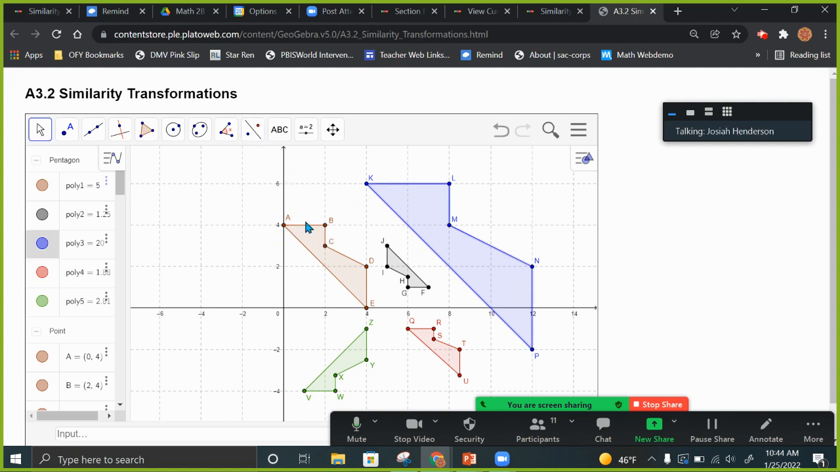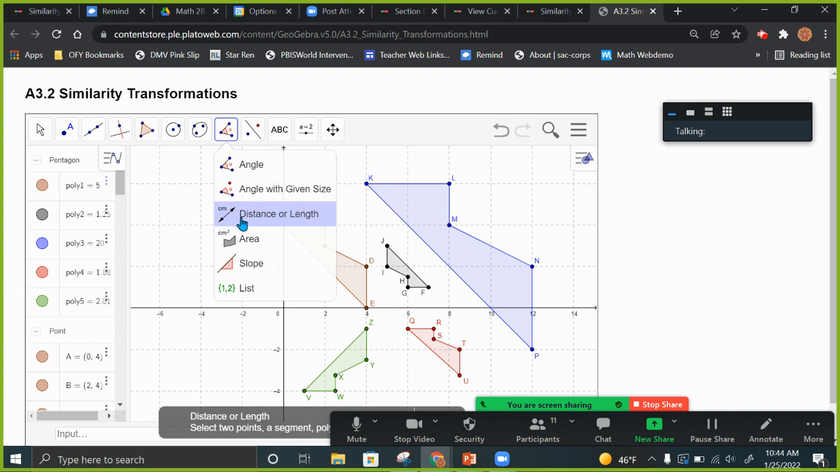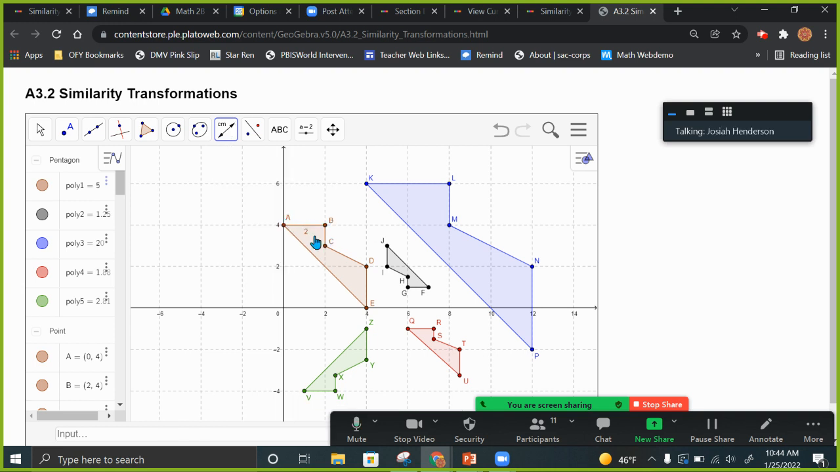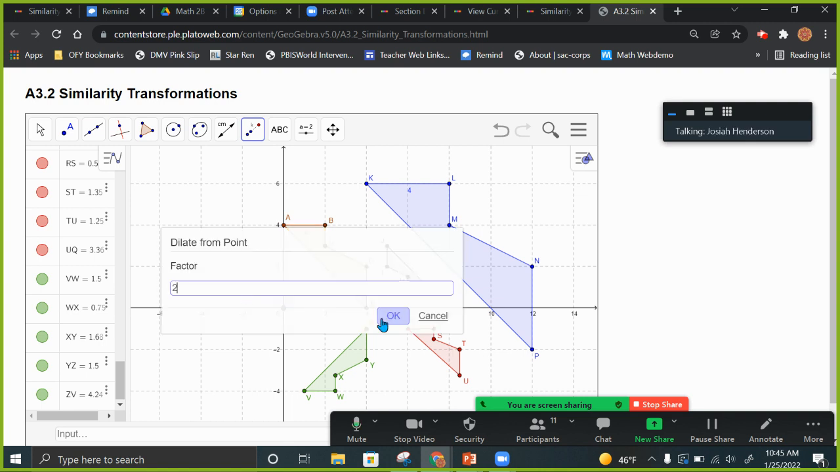So we can count the units if that's possible on the graph, or we can use the tool here to measure distance or length. So click on AB, that's 2 units. Click on KL, 4 units. So this looks like it's times 2, starting from 2, ending at 4, times 2. So let's start by doing that. Let's dilate ABCDE times 2. Remember, to do a dilation, you have to have a point of dilation. So I'm going to do it from the origin again. All right, dilate ABCDE by this point and a factor of 2, scale factor 2.